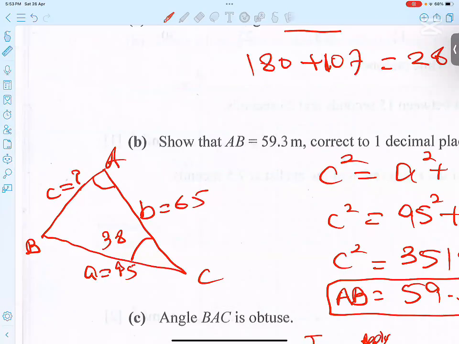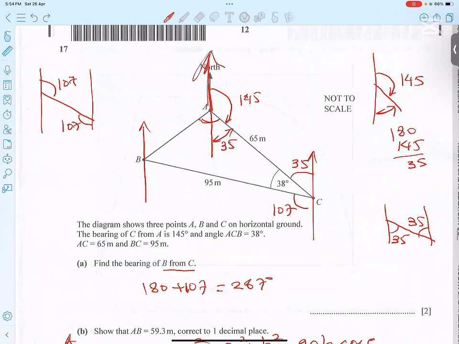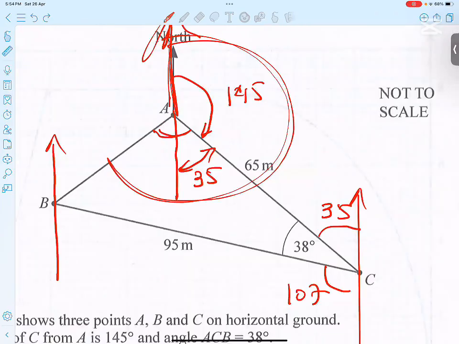So this is alpha. I'm looking for alpha, or angle A, no problem. So let's try. Because if I have this angle, look at it, this is the bearing from here to here, students. And this is how much? 145. If I get this, I will get my answer.